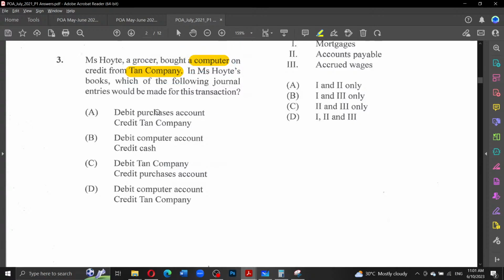Please note that it can't be purchases because this is the purchase of a non-current asset for a grocer company. A grocer company would not be selling computers. So the computer is increasing, debit computer, and credit the creditor, not cash, because they did not pay using cash, they did not pay at all. When liabilities increase, you create a credit entry. So debit computer, asset is increasing, credit the liability.